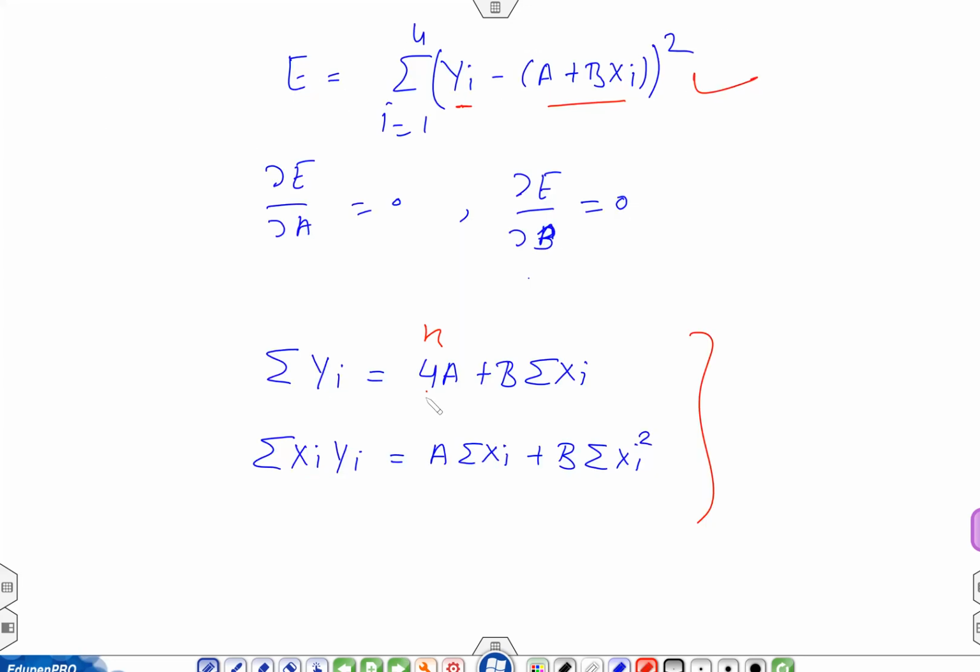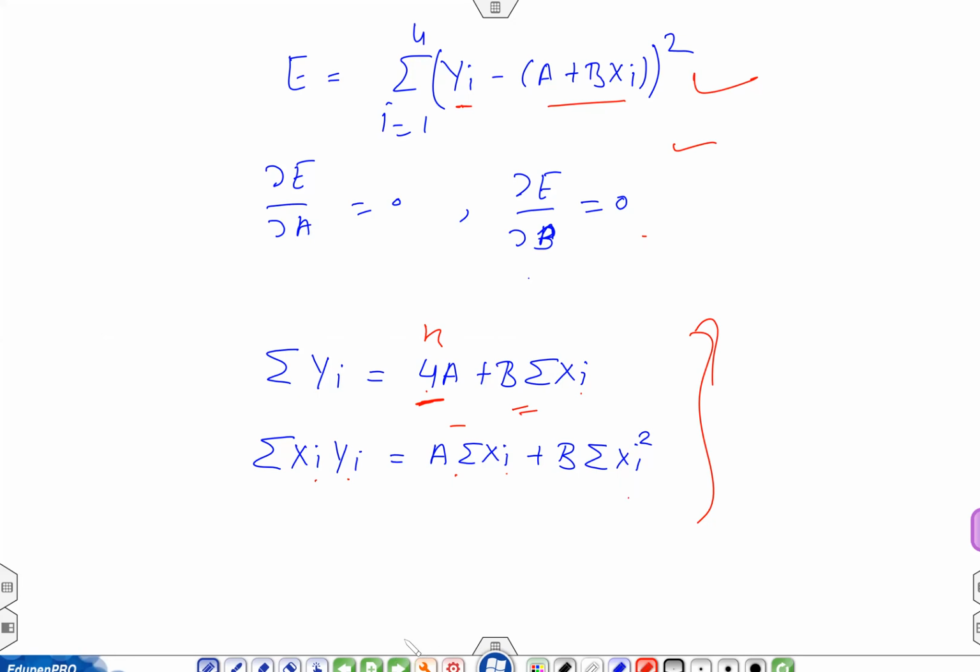That's why n is equal to 4 I am using here. Summation yi equals n A plus b summation xi, and summation of xi yi equals a summation xi plus b summation xi square. So you do not have to derive these; you can directly write these normal equations for the straight line. Now, what else is required? Summation of yi, summation of xi, summation of xi yi, and summation of xi square.